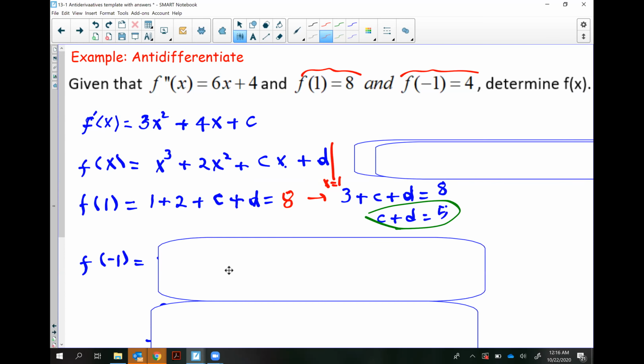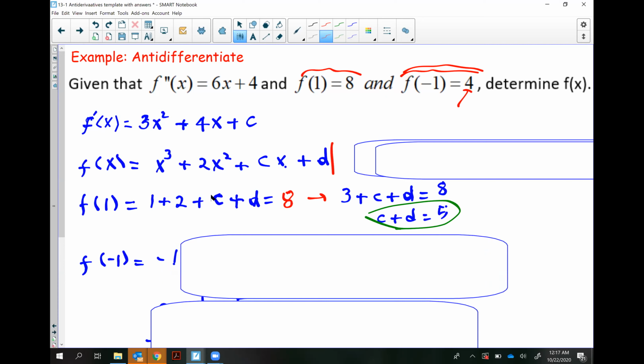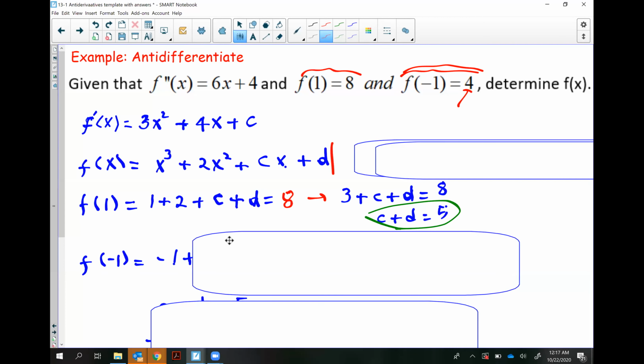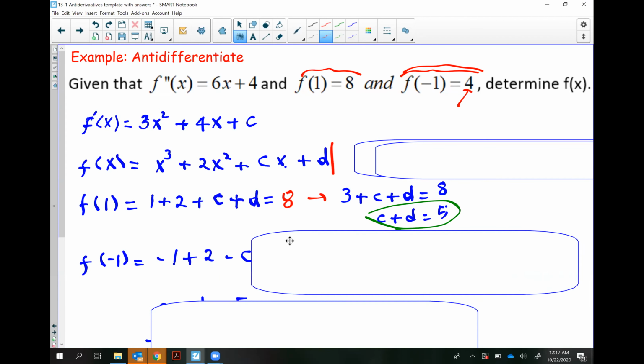Notice you have one more initial value condition. F of negative 1 is 4. So now go back to f of x, and where you see x, plug in x equals negative 1, and then set everything equal to 4. Okay, let's do that. Plug in negative 1. So negative 1 to the third is negative 1, plus 2 times negative 1 squared is 2, plus cx is going to be negative 1 times c, and plus d. All of that should be equal to 4.